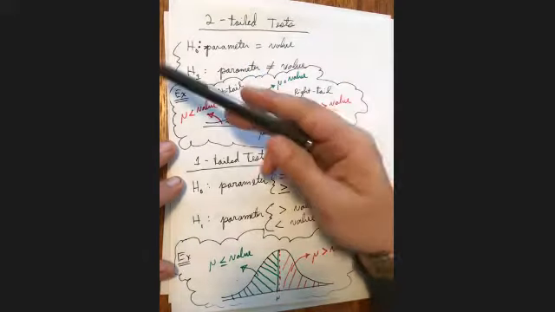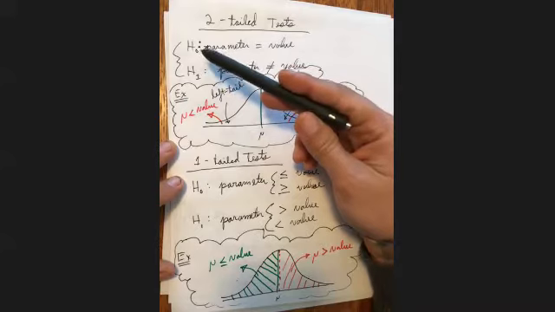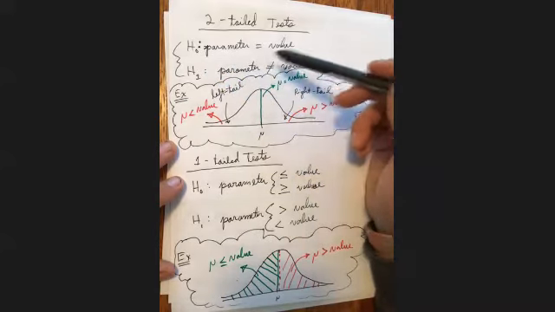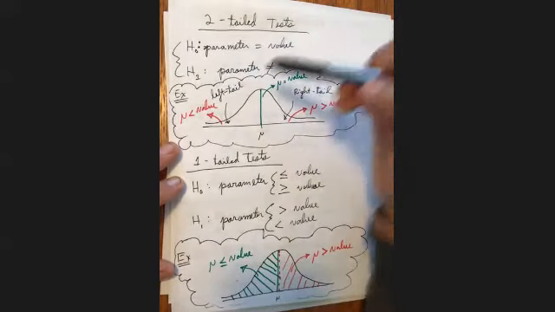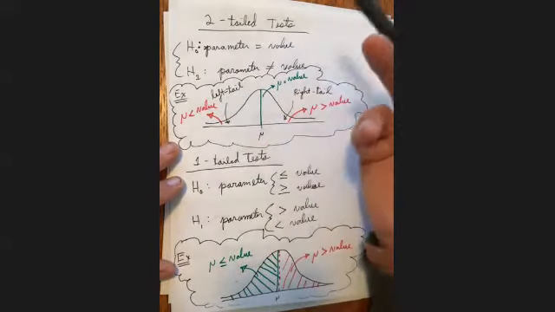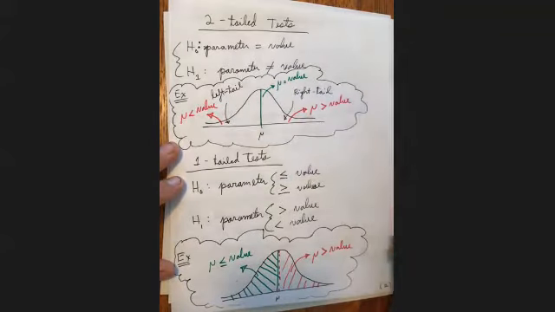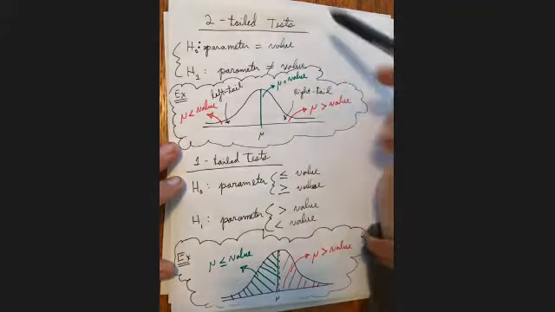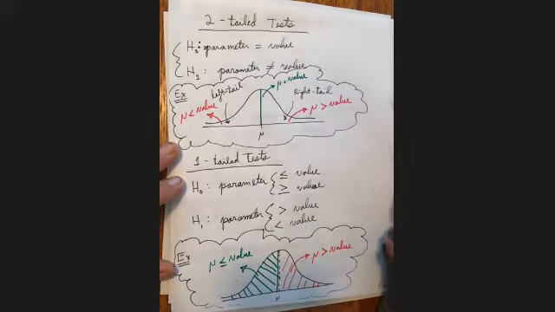The first flavor is the two-tailed test, and here the null hypothesis would look something like a parameter equals a specific value. And the alternative hypothesis would be the opposite of the null hypothesis, which would be the parameter does not equal that value. So these are the two claims that a researcher might make in this two-tailed flavor of test.